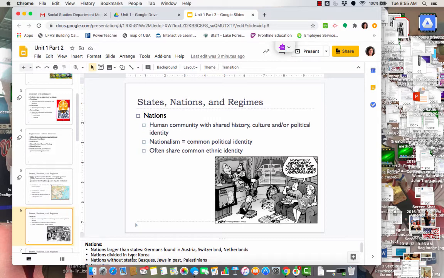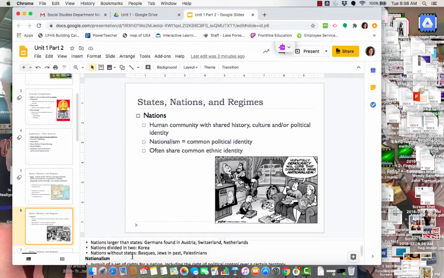Also, terrorist groups are usually nations without states. They have territory, right? They have population. They may have a government, but they don't have sovereignty. They're not independent. So ISIS would be an example of a nation without a state. Same thing, any kind of terrorist group, Al-Qaeda, before Al-Qaeda kind of got absorbed into ISIS. And then there are other examples listed in the speaker notes.